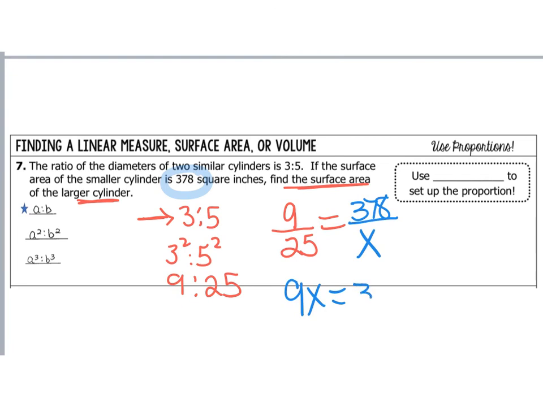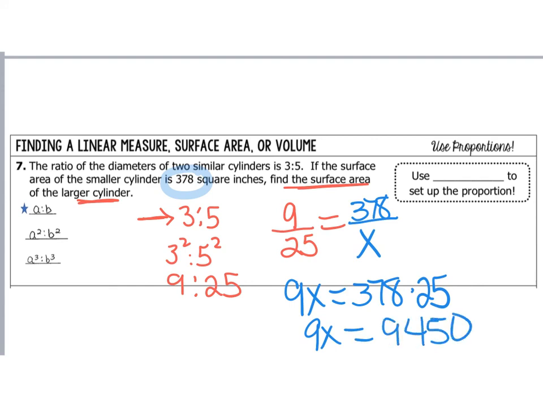9x is equal to 378 times 25. So I'm putting it in my calculator. 378 times 25. 9x is equal to 9450. We're going to divide both sides by 9. And x is equal to 1050. So the surface area of the larger cylinder is 1050 square units.